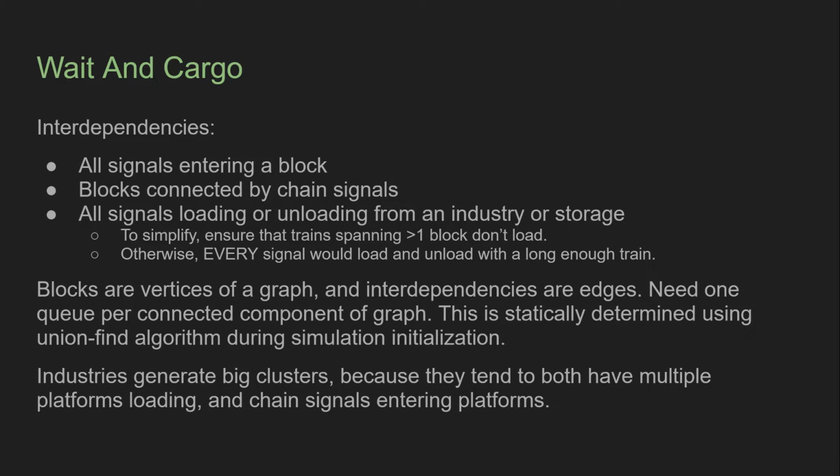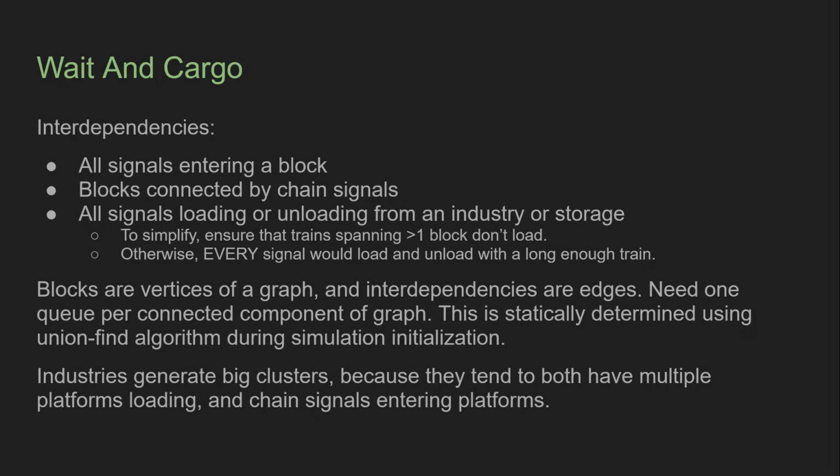Anyhow, the end result is that we can think of the blocks as vertices in a graph and the interdependencies between the blocks as edges between those vertices. What we need to do then, given this graph data structure, is to find the connected components and create one queue per connected component. I used the union-find algorithm to determine the connected components during the simulation initialization.